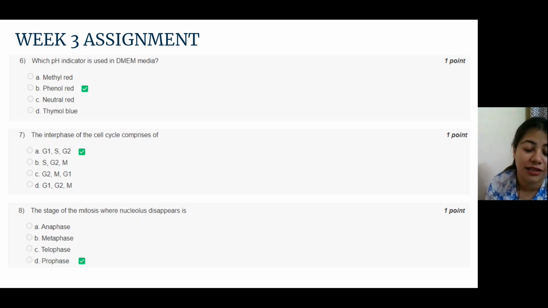So after this elaborate discussion about the necessity of pH indicators, we are coming to the one which is most commonly used. In the options, we have methyl red, phenol red, neutral red, and thymol blue. Among these, phenol red is the commonly used indicator for most mammalian cell culture media. There are exceptions to this, but RPMI and DMEM, which are among the most commonly used media for mammalian cell culture, usually consist of phenol red as the pH indicator for the purposes I have previously described. So this was also a direct question.